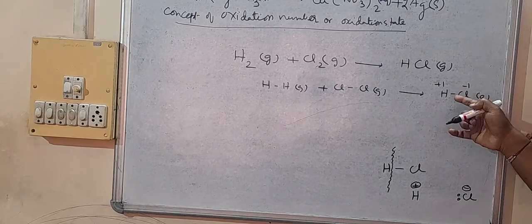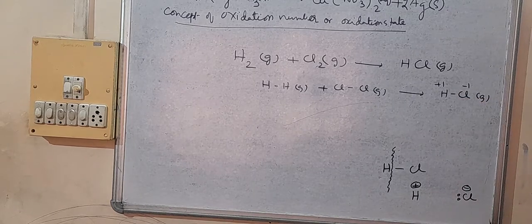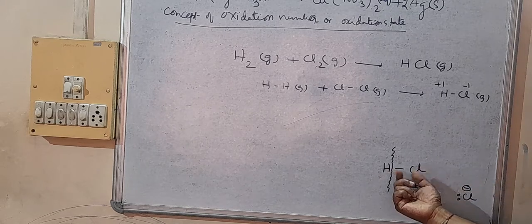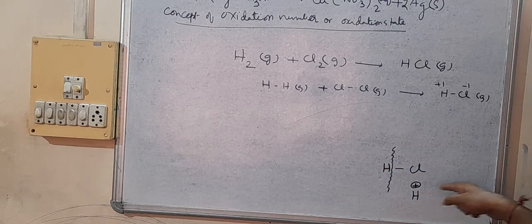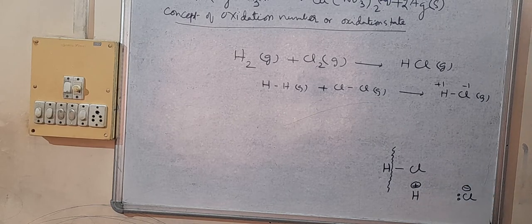So this is oxidation number. So what is oxidation number? We have to imagine separation of atoms, separation of constituents that are present in a molecule, and on doing separation, the charge that resides on them is the oxidation number.